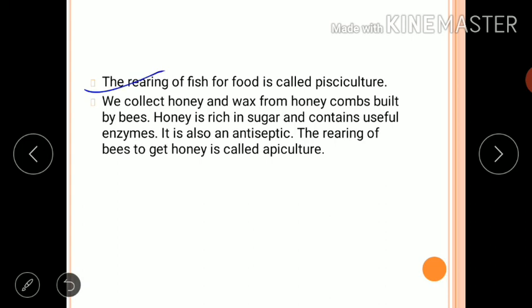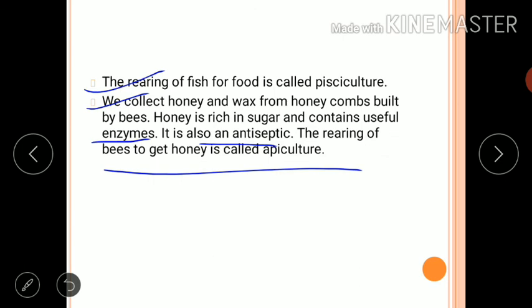We collect honey and wax from honeycombs built by bees. Honey is rich in sugar and contains useful enzymes. It is also antiseptic, and the rearing of bees to get honey is called apiculture.